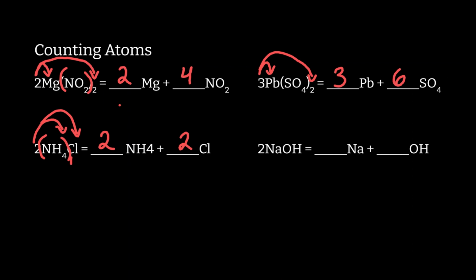Next, we have our 2NaOH. Now, our OH is a polyatomic as well, so we can assume that it is a unit. We have 1 OH. This 2 will multiply our Na in order to get 2 atoms of Na. And then this 2 will also multiply our OH by 2 as well to get 2 units of the hydroxide.